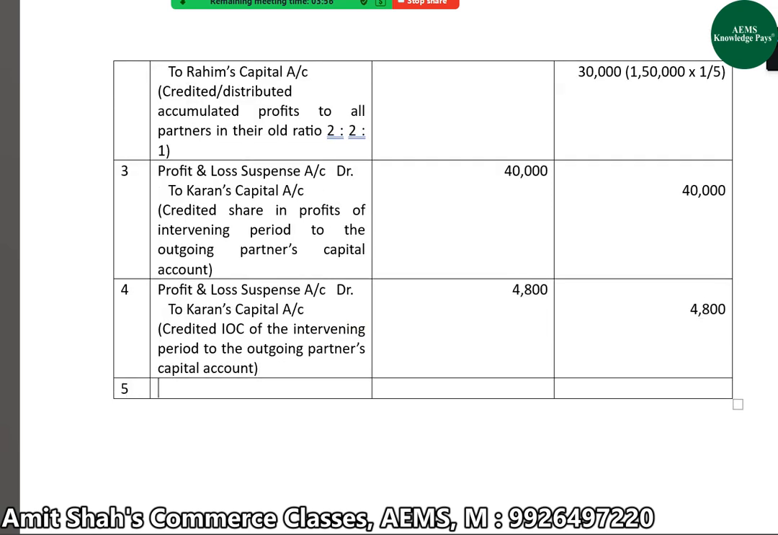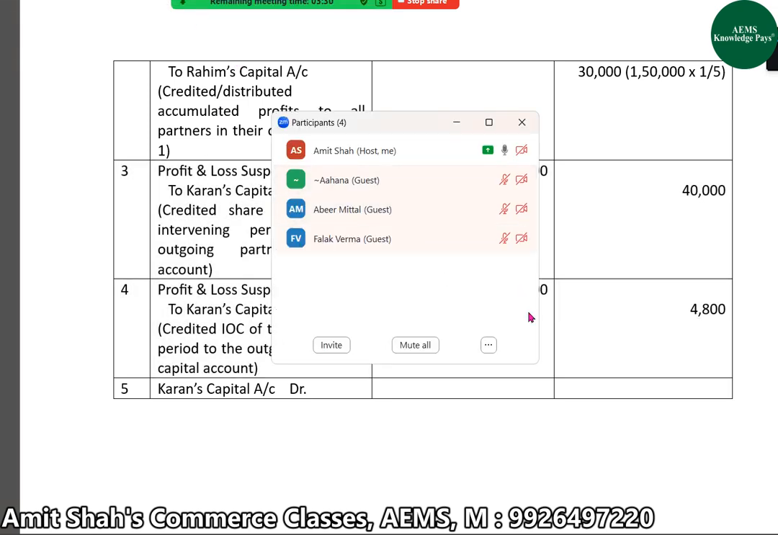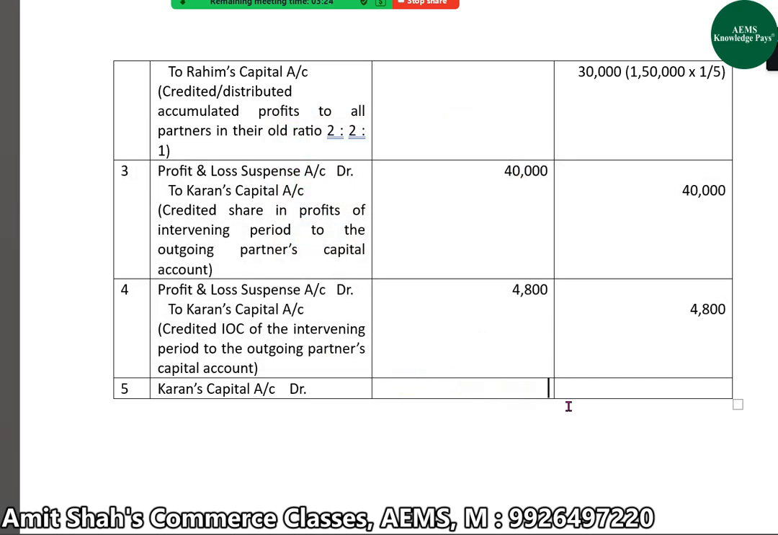Right, guys? The last entry would be settling Karan's capital balance, net capital balance. Right, Anna, Abir, I hope you're understanding everything till here. I'm asking you guys, Abir and Anna. Yes. Anna, are you not there in the class? I'm there. Are you understanding it, Anna? Yes, sir.